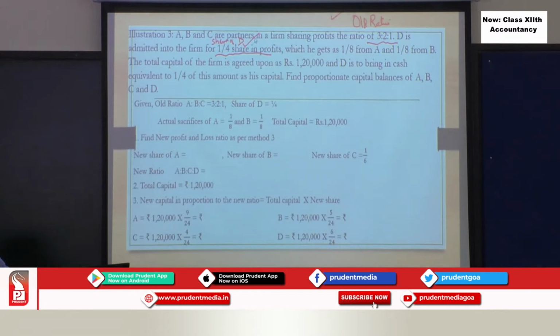Then which he gets as 1/8 from A. So, 1/8 A is giving. That means A is actually sacrificing 1/8. So, we are given the actual sacrifice of A. Similarly, actual sacrifice of B, 1/8 from B. It is not given 1/8 of B.